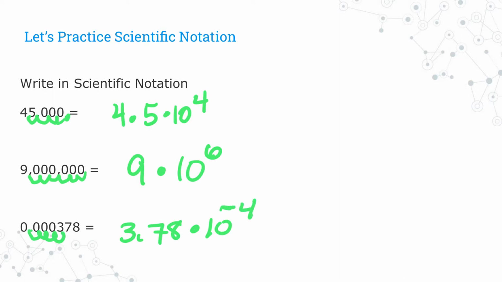Negative fourth, sorry. So for creating scientific notation, you can only have one digit in front of the decimal place. Everything else is behind the decimal place, and then you use the exponents of 10 to represent how many spaces you need, either on the right or left side of the decimal.